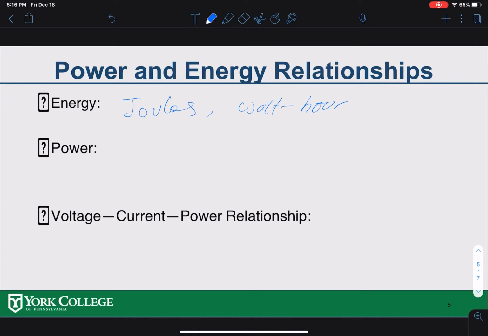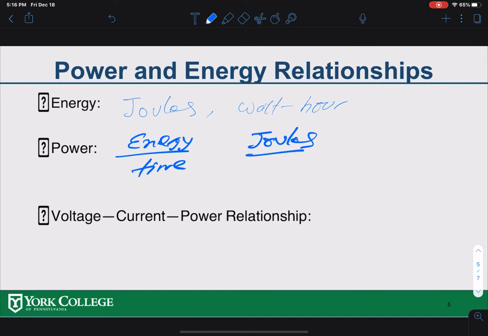What is the power? Power is the rate of change of energy. That means energy over time will give you the power. So that means joules over second will give you the power. The unit for power is watt. All right.